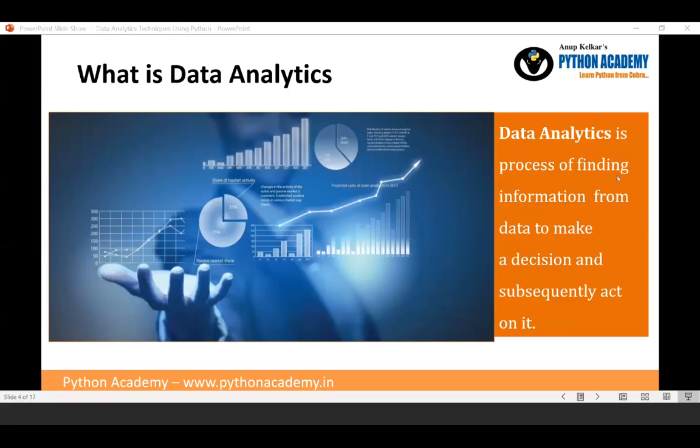So data analytics is the process of finding information, as in our example, from the data to make a decision and subsequently act on it. Okay, so that is a common definition you can talk about.